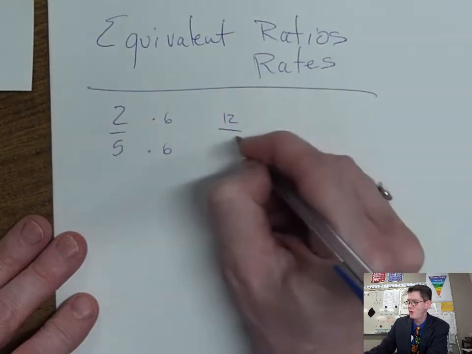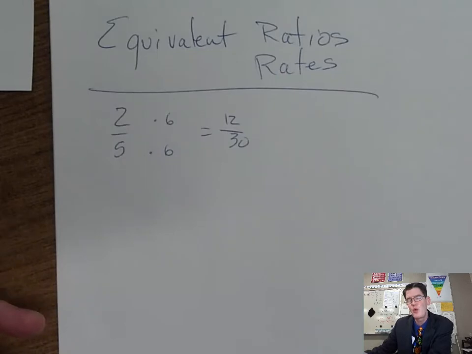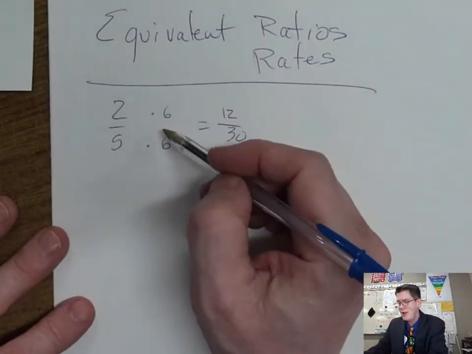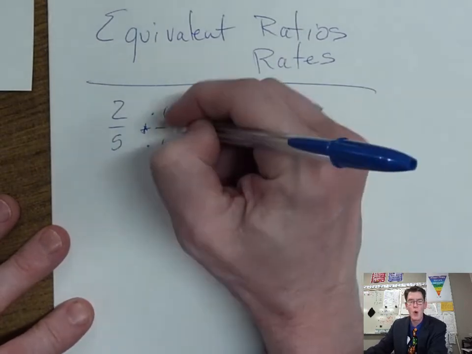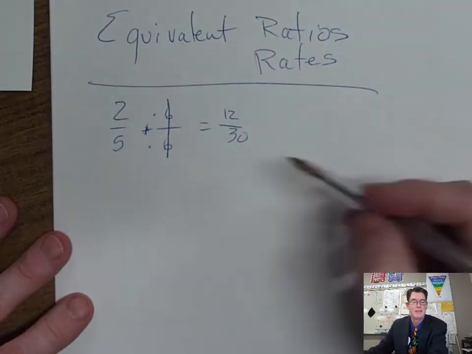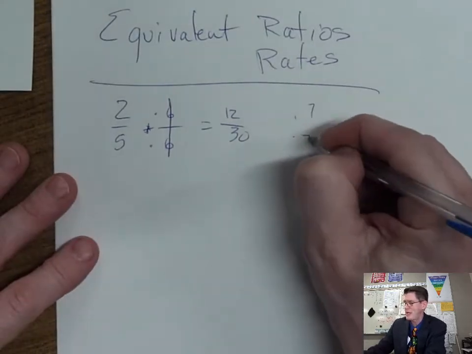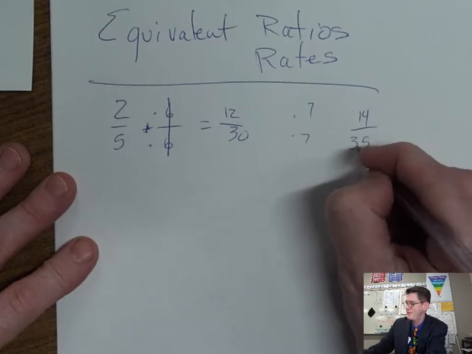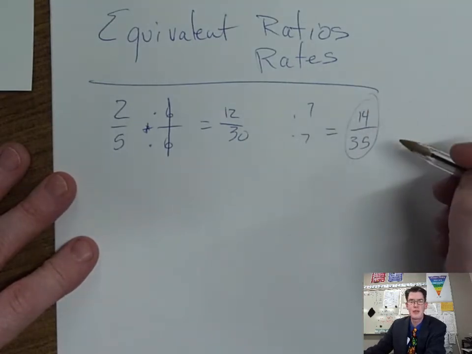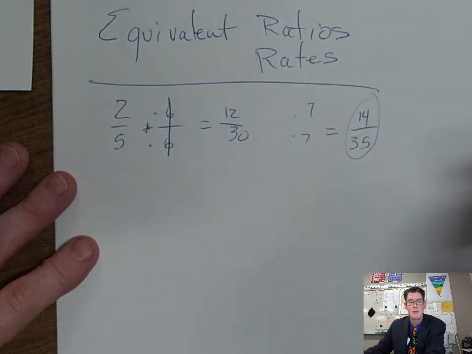12 over 6 times 5 is 30. That's an equivalent ratio, an equivalent fraction. All I've really done is take 2/5 and multiply it by 1, and then written it down. I can multiply them both by, let's do 7. 2 times 7 and 5 times 7. And there we go. 14/35 is an equivalent ratio because I just multiplied them by the same number.